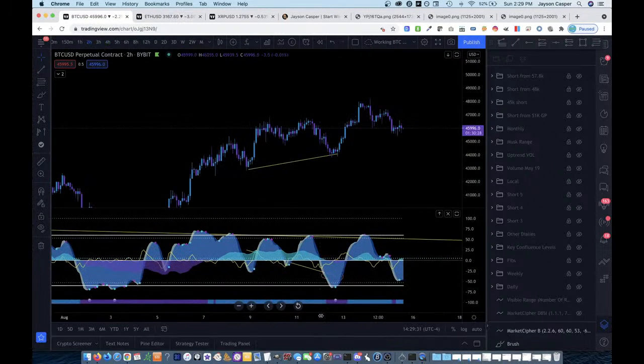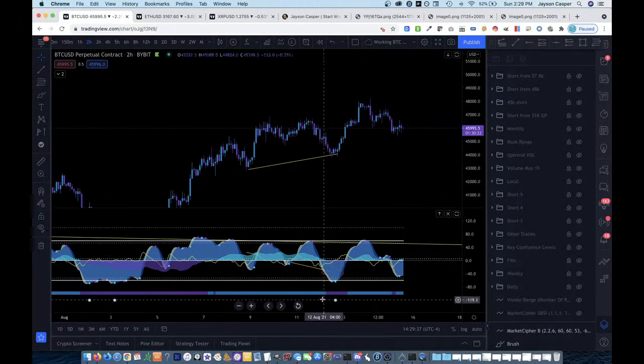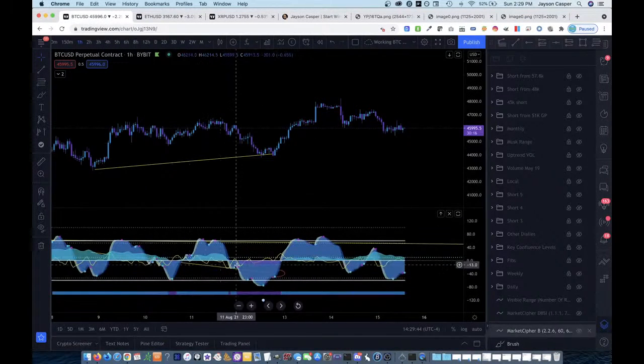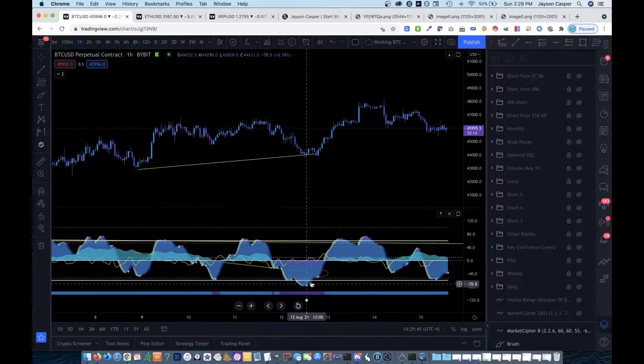We come to the 2 hour. What do we see on the 2 hour? Same thing, hidden bullish divergence and a big old juicy BitBoy green dot down here. These big old BitBoy dots here. Shout out to BitBoy. We come to the 1 hour, what do we see? The same thing. We see a massive bullish divergence with a big old dot.